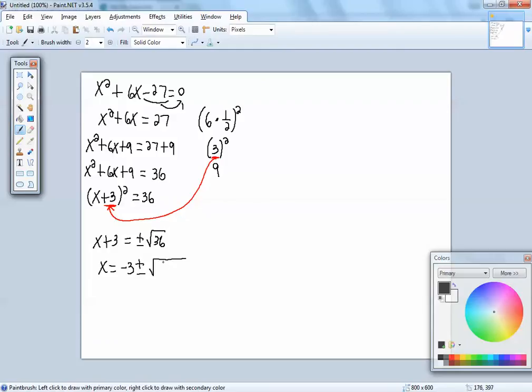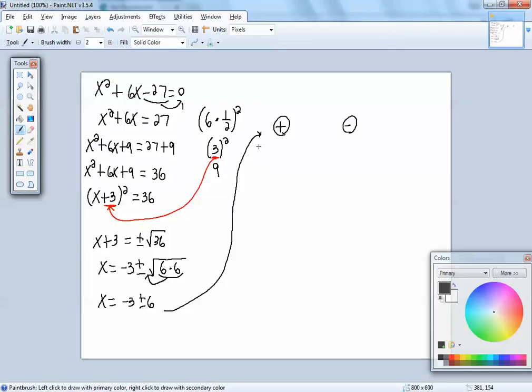Now 36 is 6 times 6. And with a square root, we're looking for a pair of somethings. Here's a pair of 6, so those pair of 6s is going to come out in front as a single 6. Now when your radical disappears and you don't have an i, then you can split these into two separate pieces.